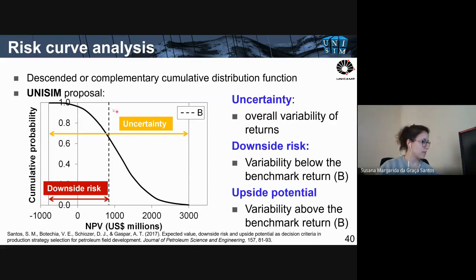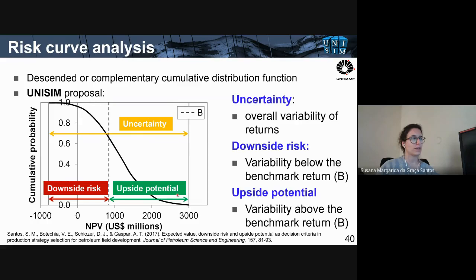So this is why we use this definition of risk, where you have a benchmark, and the benchmark is defined by the company. Depending on where they are, or the profile of the company, the portfolio they have, and so on, they say what risk is for them, and it can also depend on the type of project. So for us, risk is only what is below what we want to achieve. If we are above that, we say that we have the upside potential.